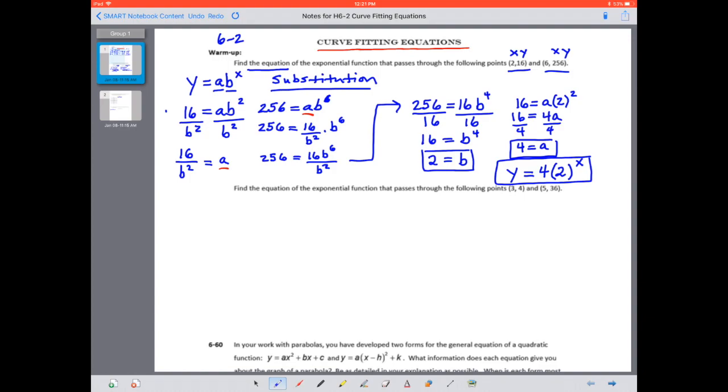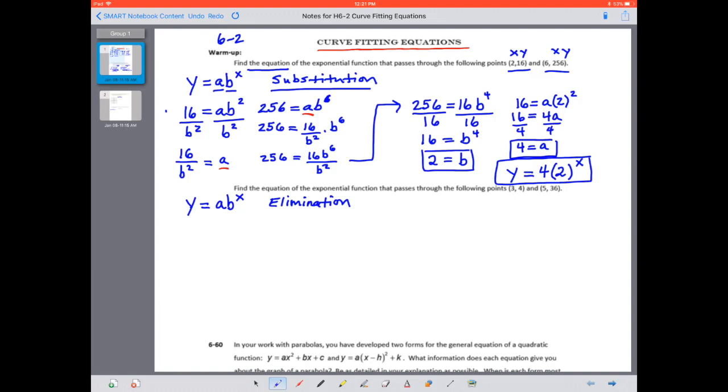All right, let's do the second example now. We've got y equals a times b to the power of x. If you want to pause it and work through it using substitution to make sure that you understand it, that's totally fine. I'm actually going to use the elimination method on this one.